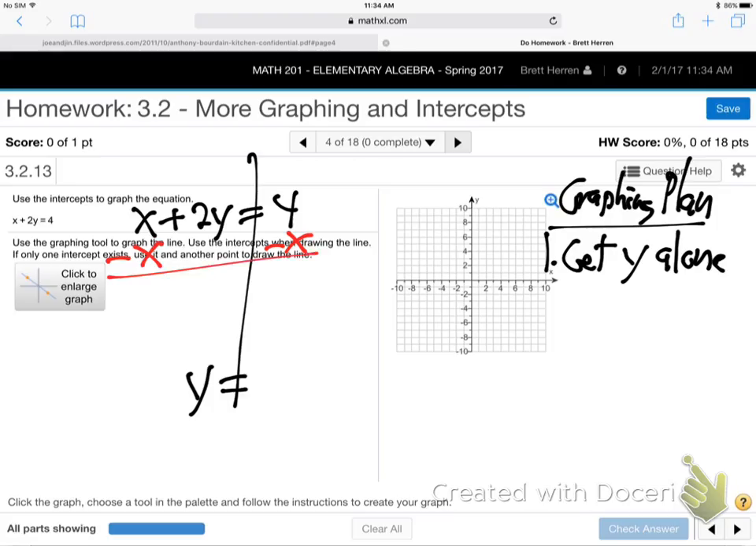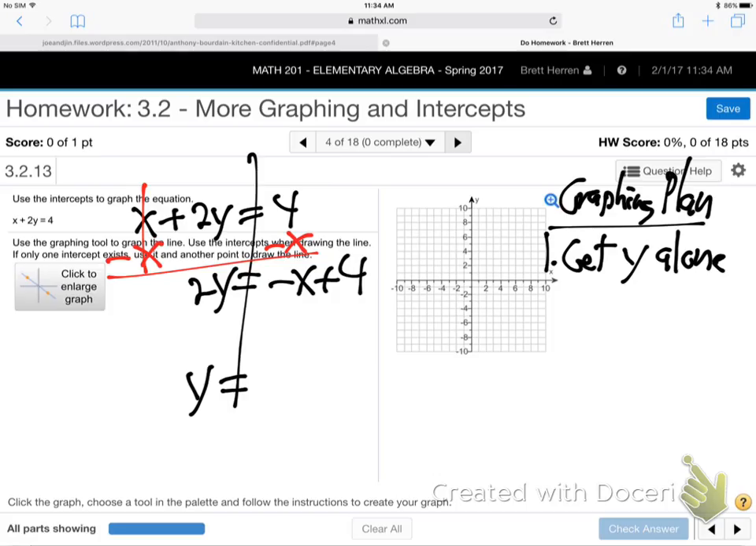Subtracting x from both sides. Gone, right? And so then we have 2y equals 4 minus x. That's okay. It's usually easier to put the x in the front: minus x plus 4. Is that good so far? Trying to get y alone. What do we have next to do to get y alone?